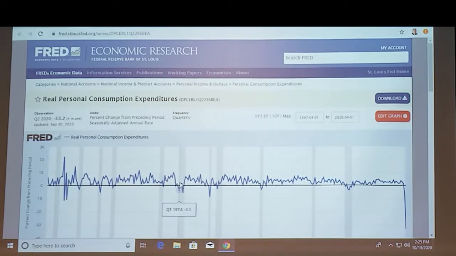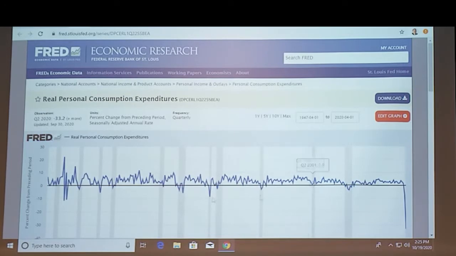So for non-durable goods, consumers have to spend money to stay alive. They have to spend money on food and clothes and the essentials of life. And so for consumption, we don't see a decrease in spending that is very large. And in general, we see consistent increases in spending, except for the worst portions of a recession.